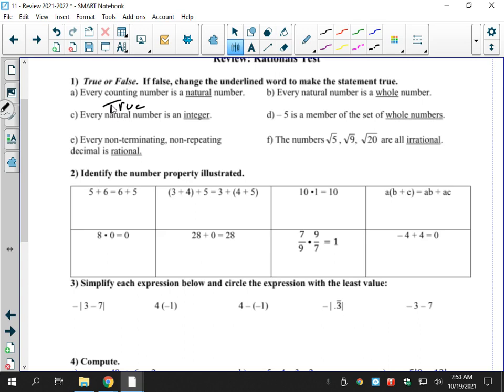B, every natural number is a whole number. That is also true. The only whole number that is not a natural is 0. So that would be going the other way. Every natural number is an integer. Also true.